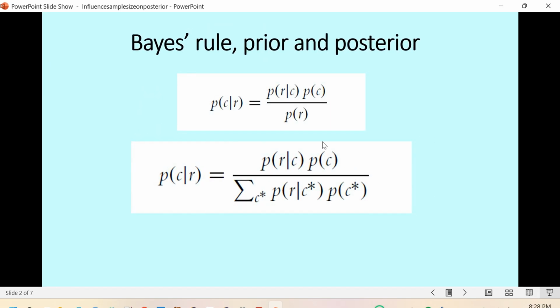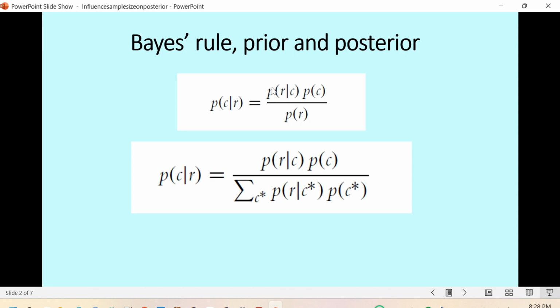So this is the Bayes rule, and this is the posterior probability, where we get the result and update, and we get the conditional probability of C when R is given. And this probability P(C) is the prior. So before we get the information for R, we only know this prior probability. Then this conditional probability of R given C is called the likelihood.